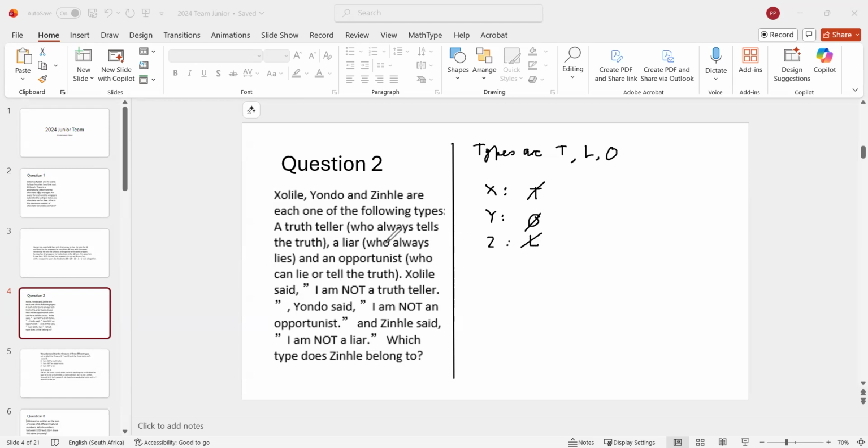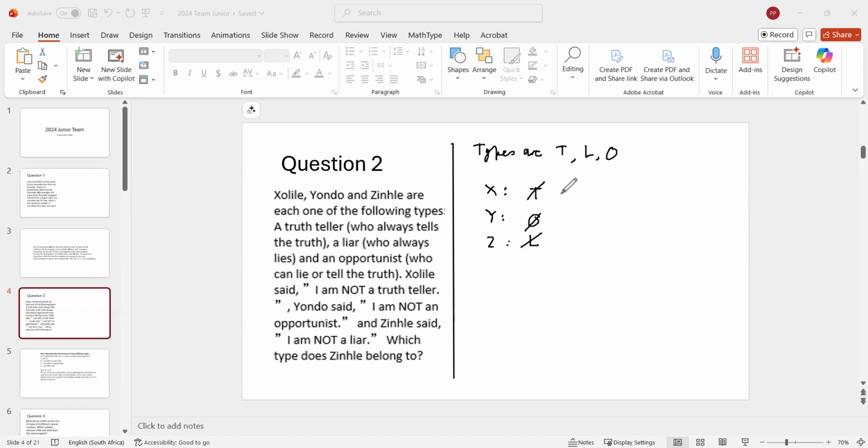Now they always lie or they always speak the truth. The question is, which type does Zinhle belong to? So you don't know. These guys can be any one of the 3 types. You just meet them at random.